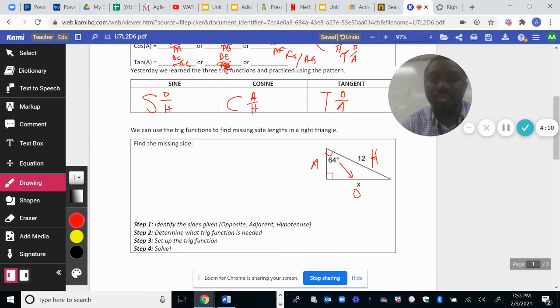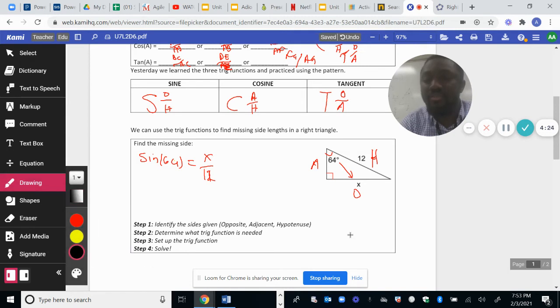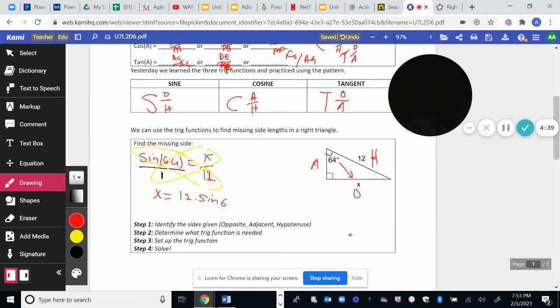So we're going to set up the trig function. Sine 64 will be equal to x over h, which is 12, so x over 12. Since we have a fraction here, you can write sine 64 over 1. Then you use cross multiplication. Then 1 times x is x. You have 12 times sine 64. If you try it in your calculator, it's going to be 10.8.